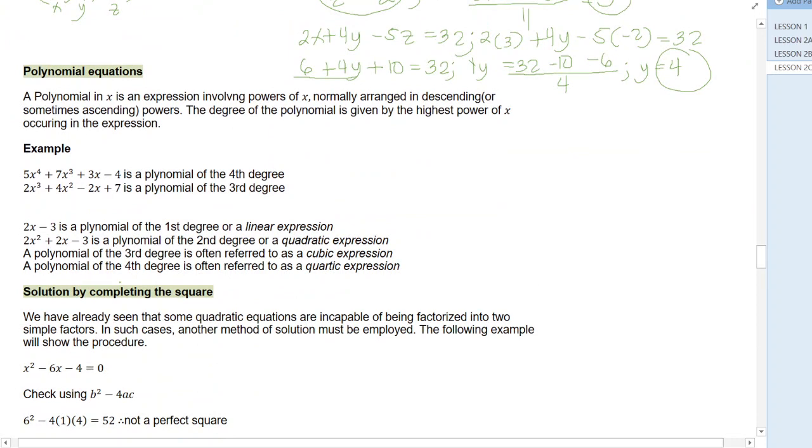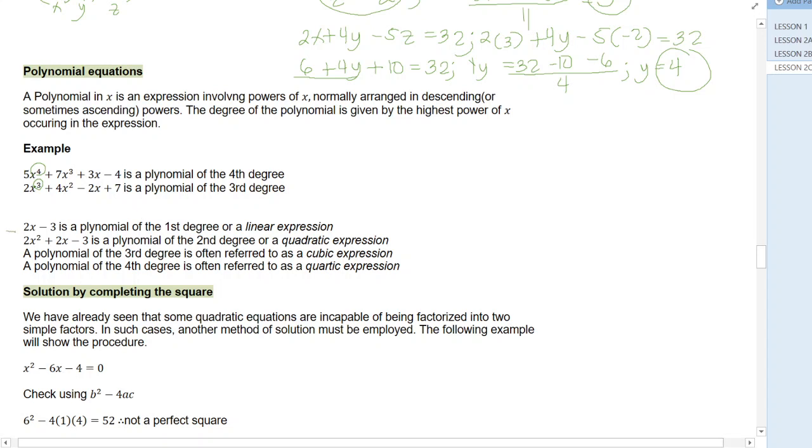So for polynomial equations, a polynomial in x is an expression involving powers of x normally arranged in descending or sometimes ascending powers. The degree of the polynomial is given by the highest power of x occurring in the expression. For this example, the highest degree is 4, so the polynomial is of the fourth degree. For this one example, that is raised to 3, so the polynomial is of the third degree.